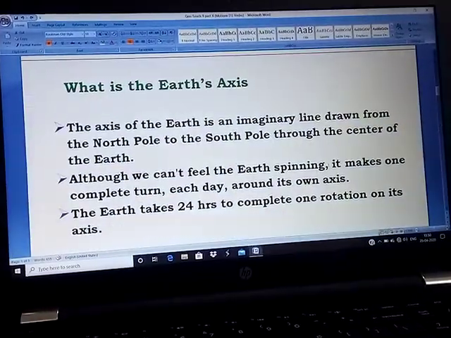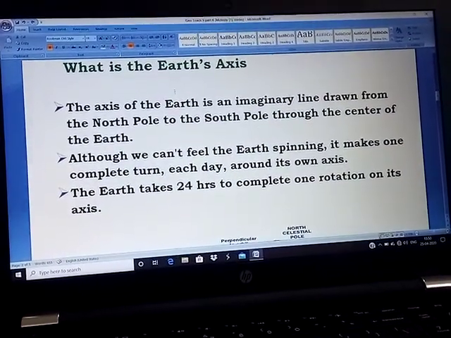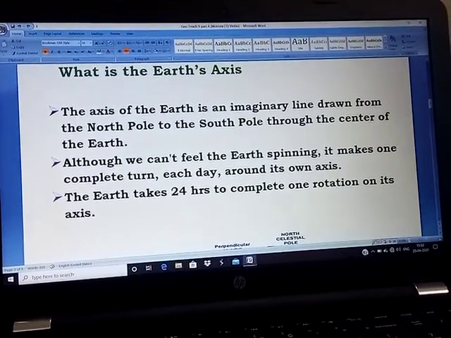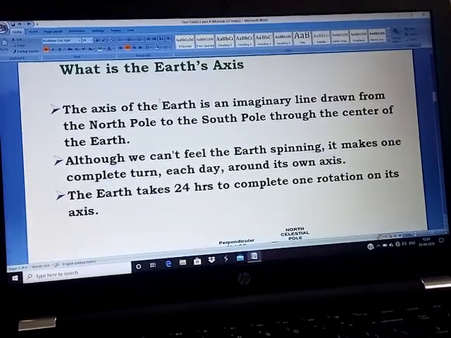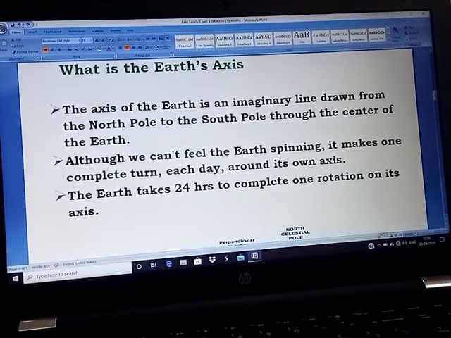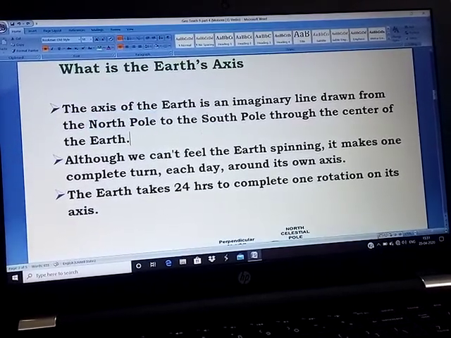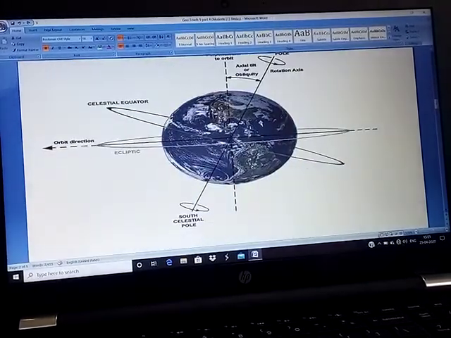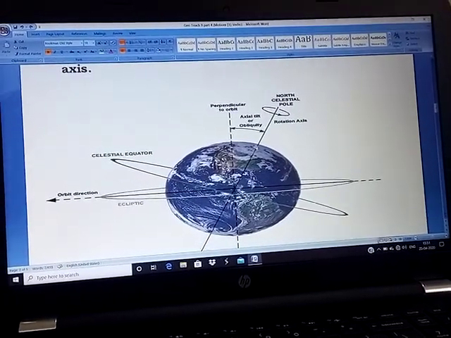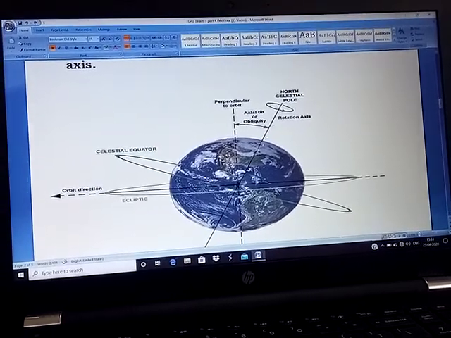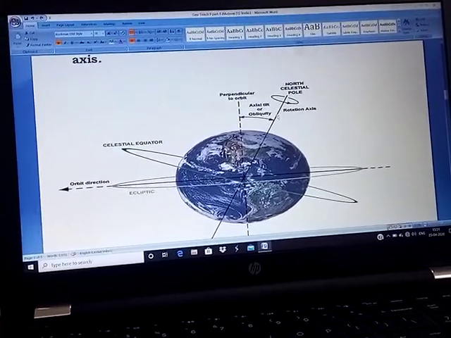Now we have to know our earth's axis is very unique. It is not straight. However, this axis is an imaginary line. It is drawn from the north pole to the south pole. This is the north pole and this is the south pole.